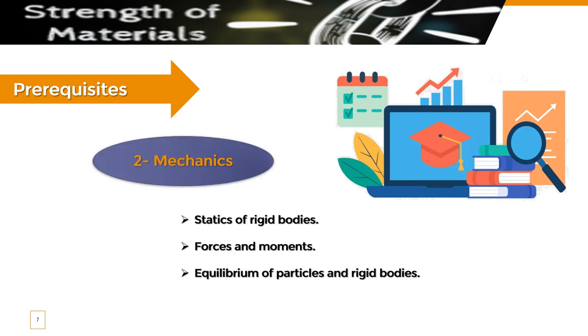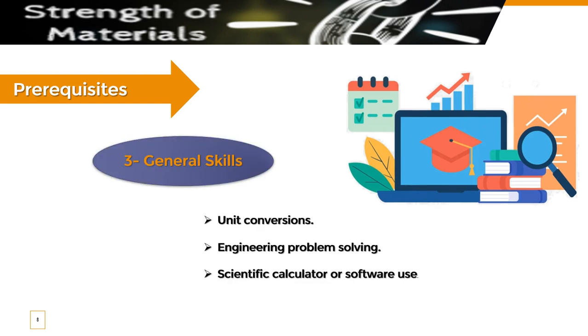The third category is general skills. You need to be comfortable with three key areas. First, unit conversion; second, that engineering problem-solving mindset; and lastly, proficiency with your scientific calculator or software.